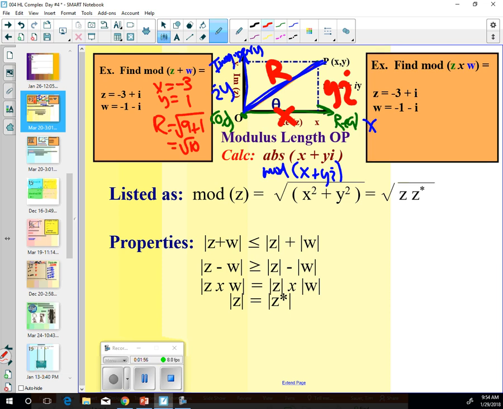How about for this w? What's the r going to be for w? -1 squared plus -1 squared, which will be the square root of what? 2. Yep.